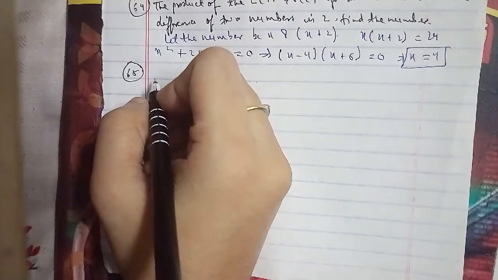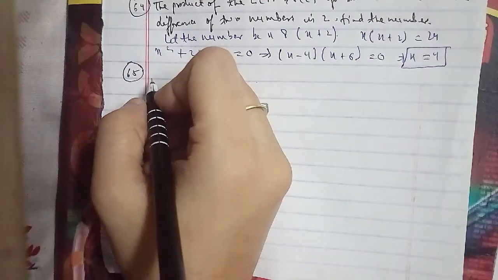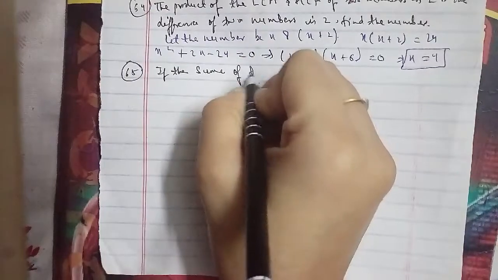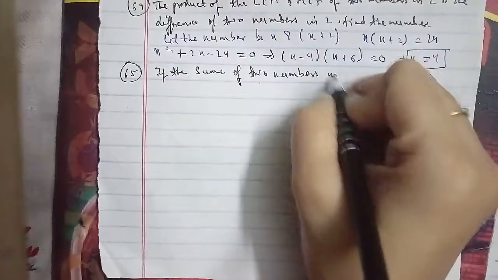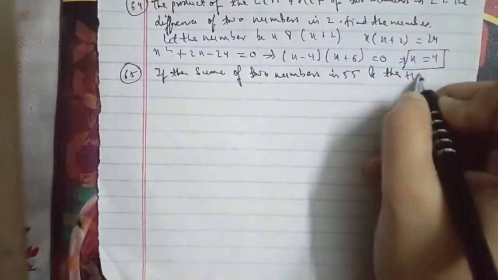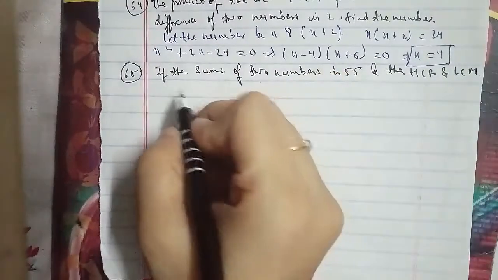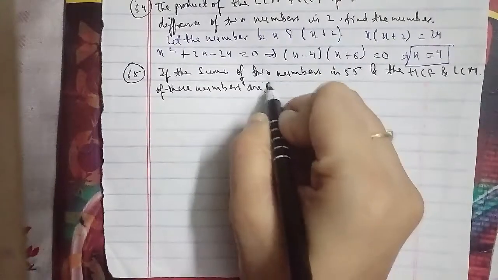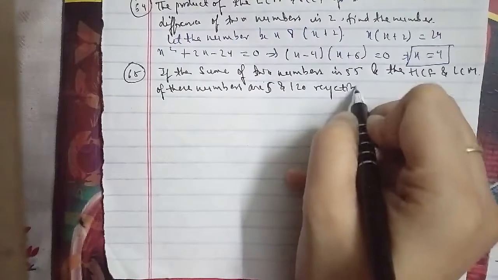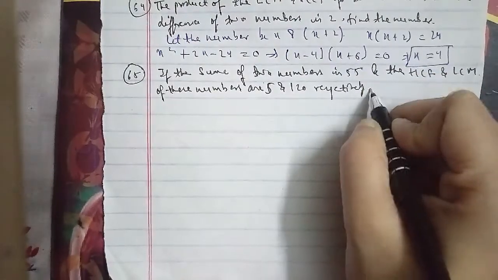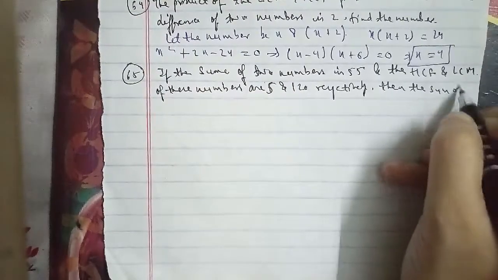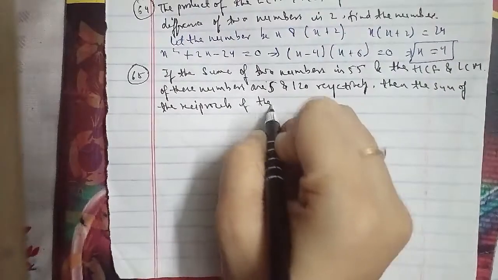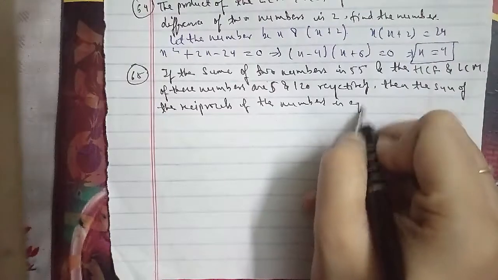Let's go ahead with this. If the sum of two numbers is 55 and the HCF and LCM of these numbers are 5 and 120 respectively, then the sum of the reciprocals of the numbers is equal to, this has been asked in CDS examination paper. So here we go ahead with the solution as well.